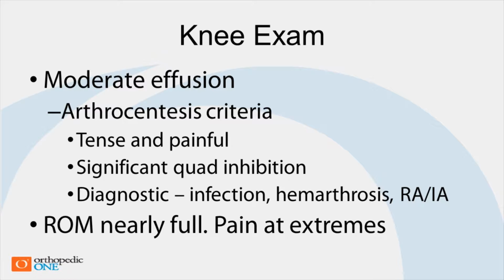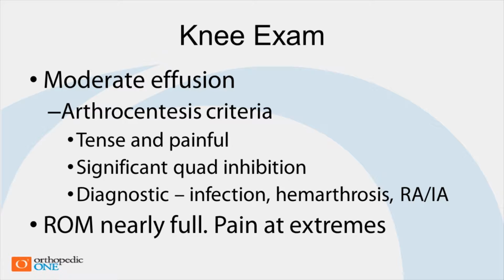Now, a good thing aside at this point is to say, when would we do arthrocentesis? The criteria I would use would be if the effusion is tense and painful, if the size of the effusion causes significant inhibition of the quadriceps muscle, or if I need that for diagnostic purposes, such as a suspected infection, or hemarthrosis or inflammatory disease.